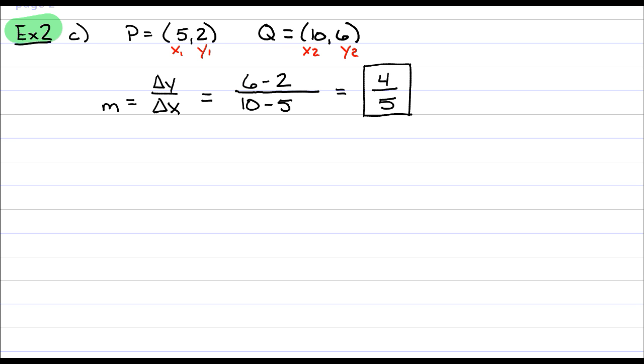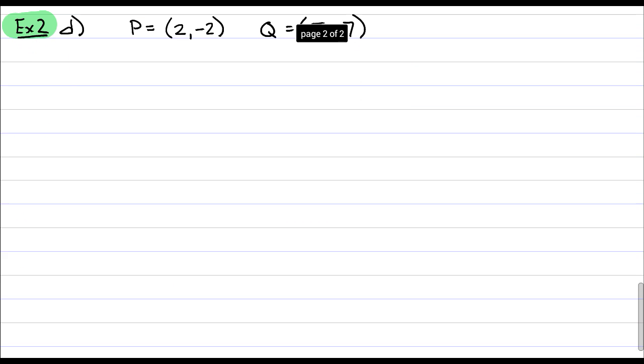And just as a quick reminder of what the slope means, since the slope here is 4 over 5, what that tells us is for every 5 units the x-coordinate increases, our y-coordinate for points on the line are going to increase by 4 units. Okay? Moving on, let's look at part D.